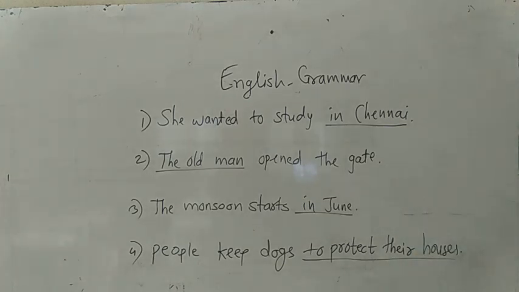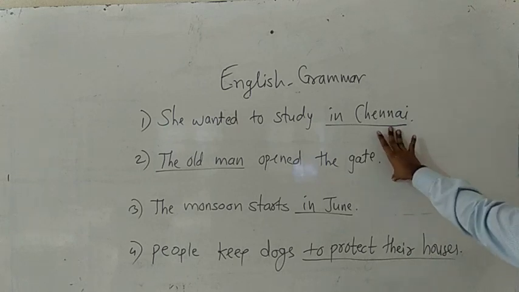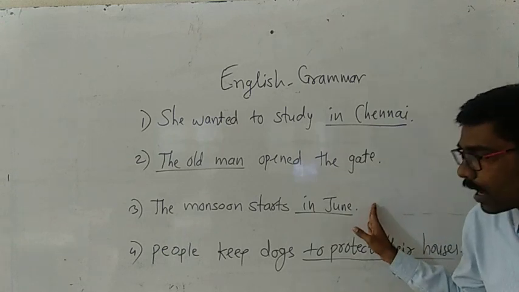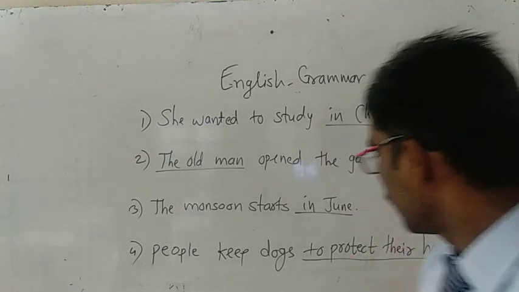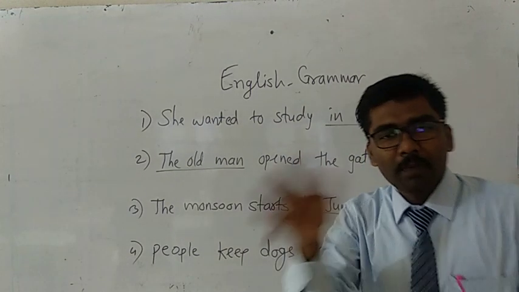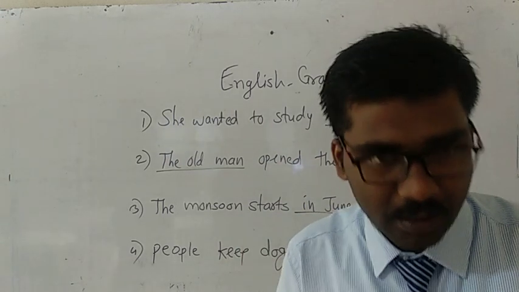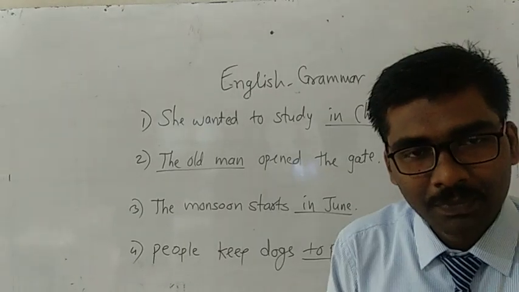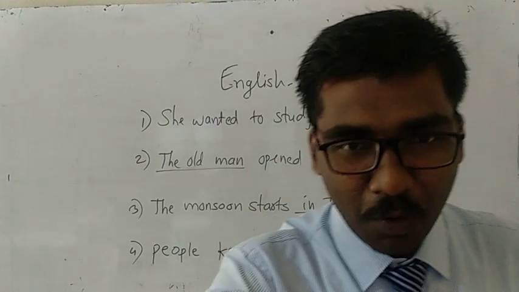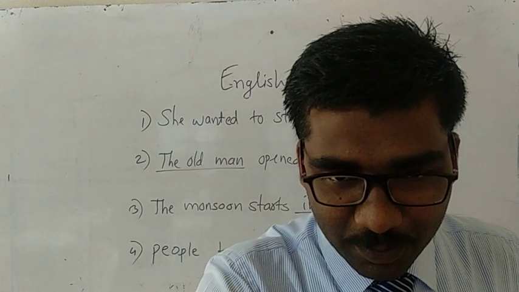Dear students, these are 4 examples of WH question. The first one is that she wanted to study in Chennai. The old man opened the gate. Third one is the monsoon starts in June and the people keep their dogs to protect their houses. So now one by one just tell me who will tell. One only student should tell the answer.